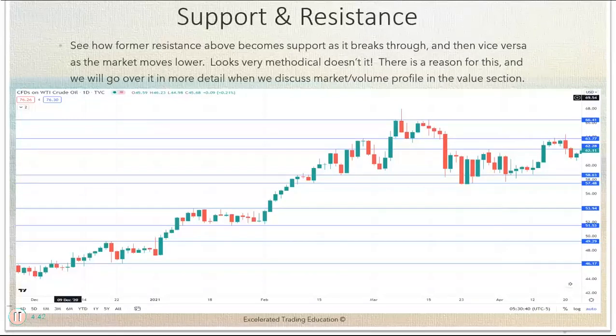So support and resistance. We see how former resistance above becomes support as it breaks through, and then vice versa as the market moves lower. So it looks very methodical, doesn't it? There's a reason for this, and we will go over it in more detail when we discuss market and volume profile in the value section.